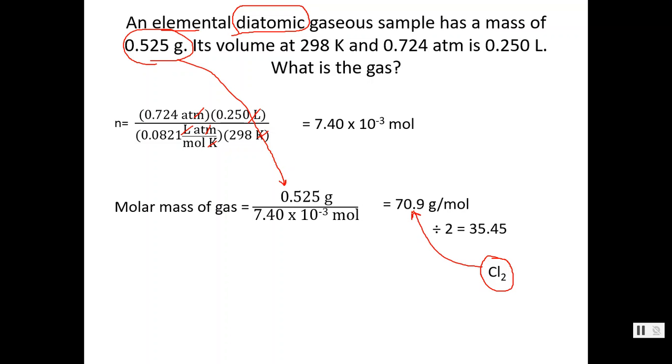So you should feel comfortable being able to use PV equals nRT to find moles of gas, to find n, and then given a mass, be able to find the molar mass of that gas. So in the next video, we're going to talk about how to use PV equals nRT to find the density of a gas.